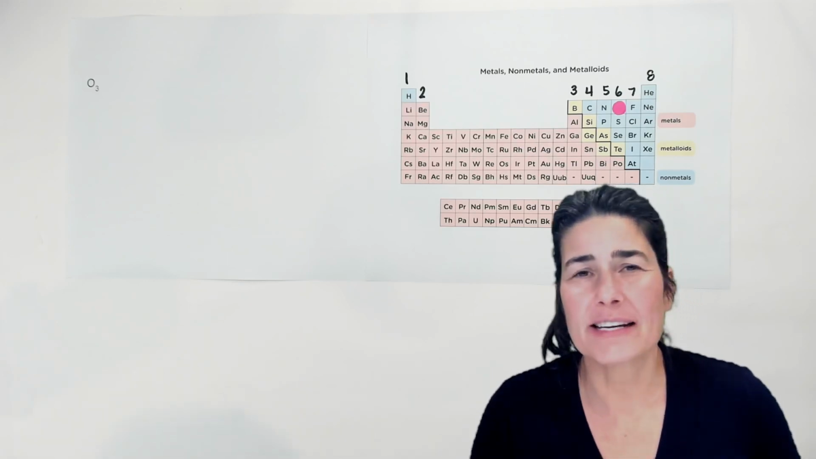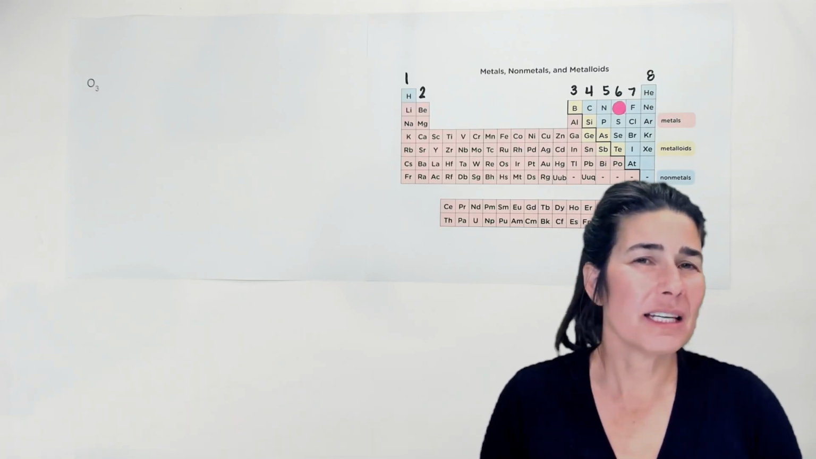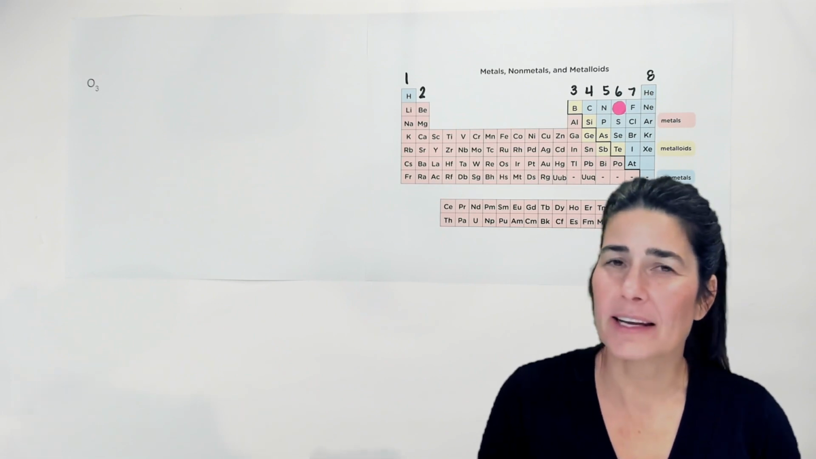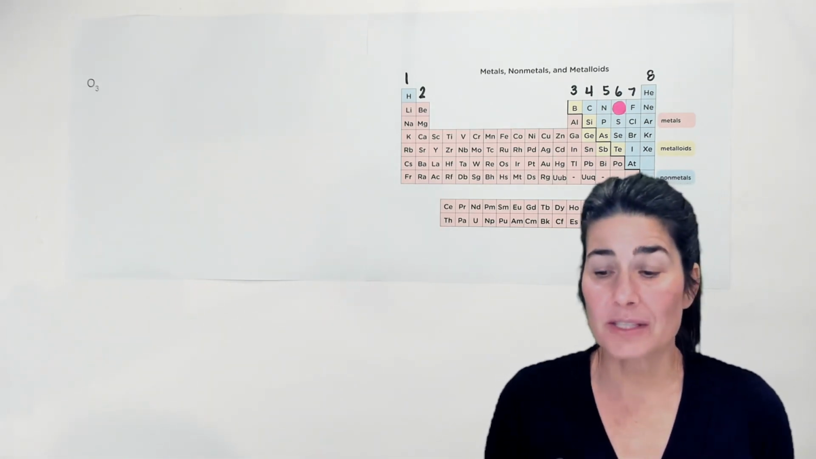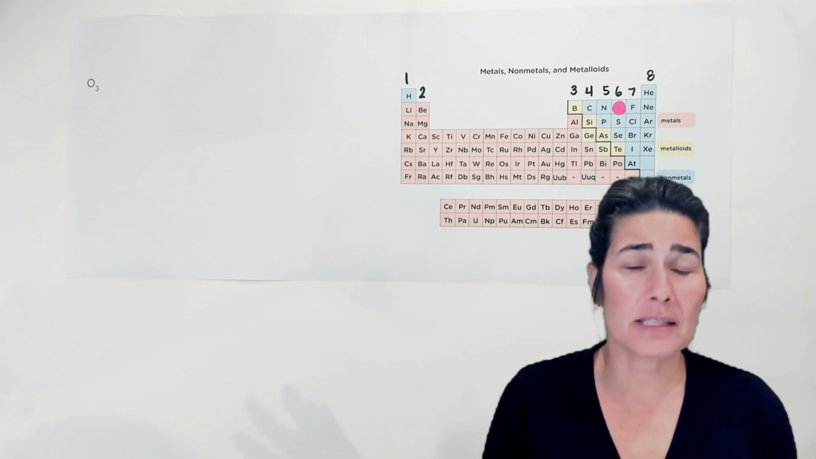Right, let's try another Lewis picture here. And this one's going to have a little twist on it that's different. I'm going to start off with ozone, O3. So step one of doing your Lewis pictures says, let's add up the valence electrons.